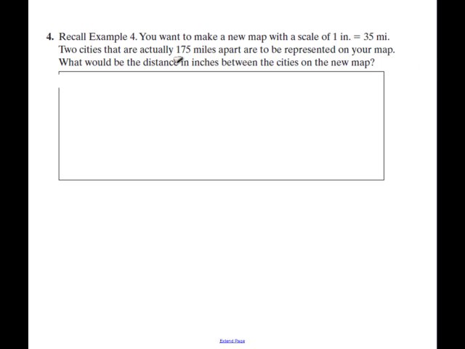And now they're going to give you the actual distance, and they want you to find how far the cities would be apart on the map. So you're going in the opposite direction. But really, same problem, same setup. You're just going to solve a little bit differently. So take a whack at those, and we will pick up with that whenever I return.